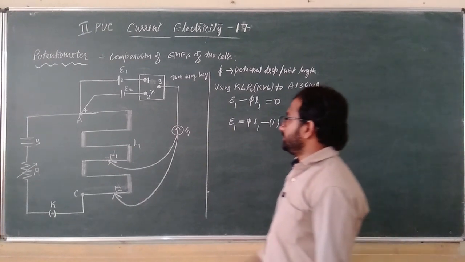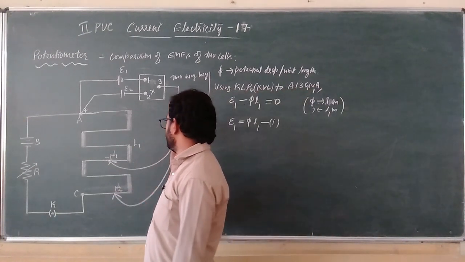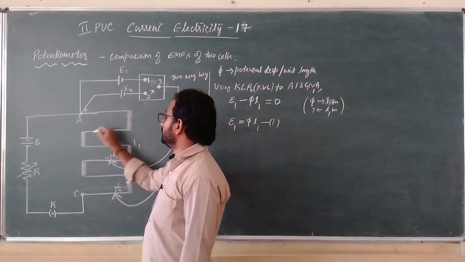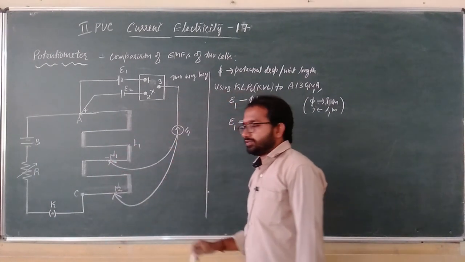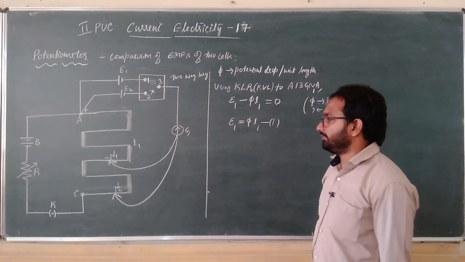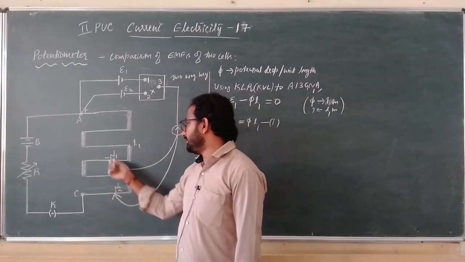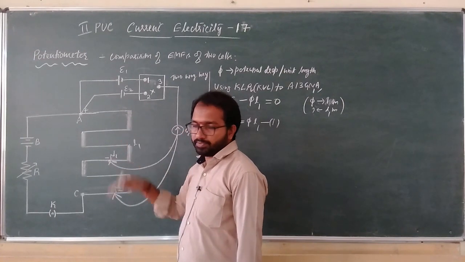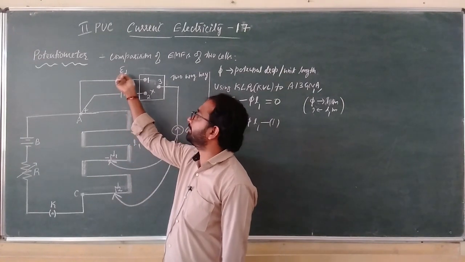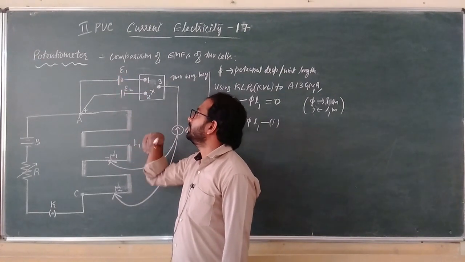So now move the slider, move the jockey along the wire. Say at point N2, the galvanometer is showing 0 deflection. That point may be here also. The length L2 obtained may be lesser than L1 also, depending upon the values of E1 and E2.